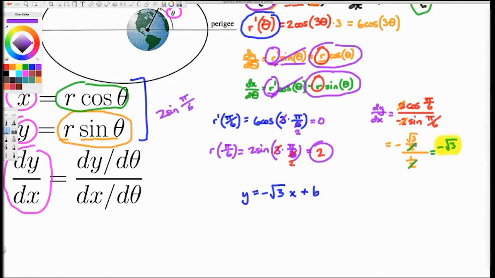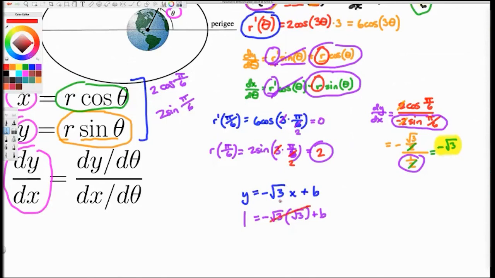Okay, we did that right over here, except we have the negative in there. So it's going to be 2 times 1/2. So you're going to end up with 1 there is equal to root 3 times x. Well, the x is going to be 2 cosine of pi over 6, because x is equal to r cosine theta. Cosine of pi over 6 is root 3 over 2. So this is just going to be times root 3 plus b.